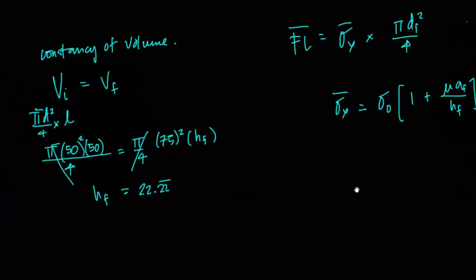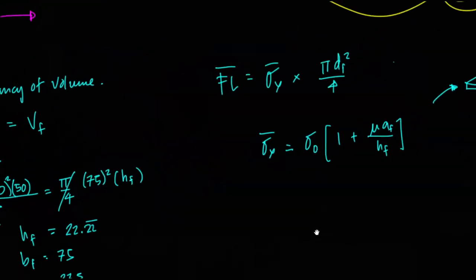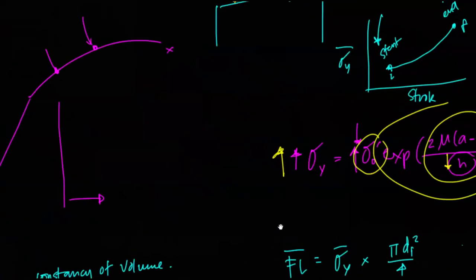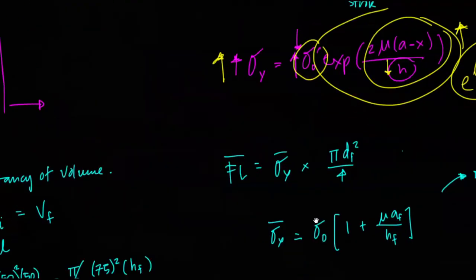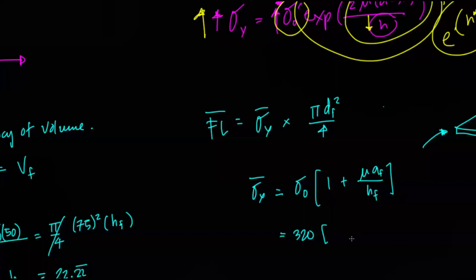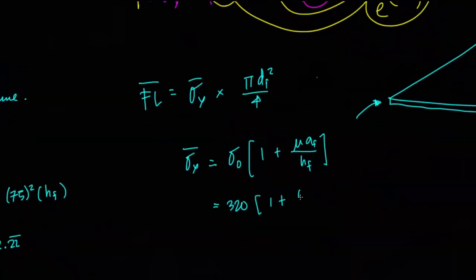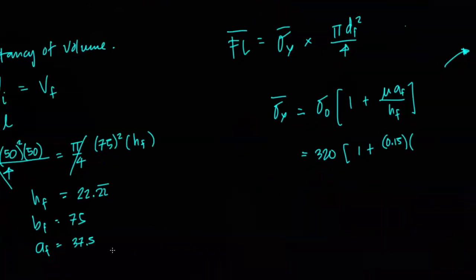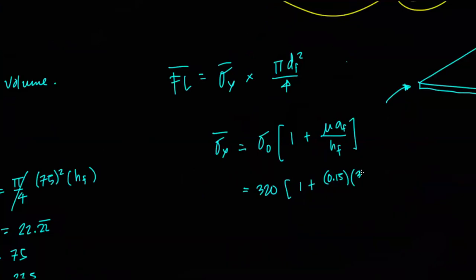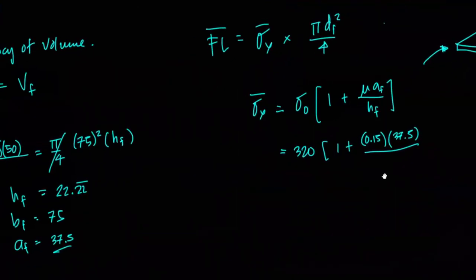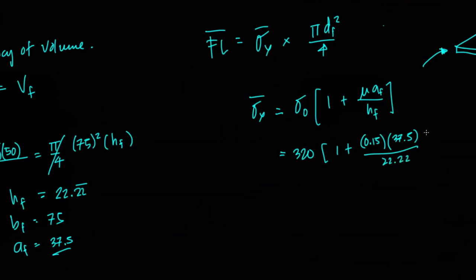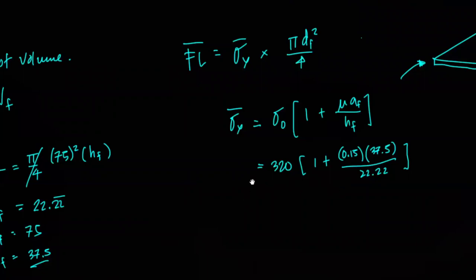Tapos yung A final natin, we have B final is equal to 75. Therefore, A final is equal to 75 over 2, which is 37.5. Tama, no? Okay. So, pwede natin isolve to, no? So, we have sigma naught natin. And let's do cold working first. So, that's 320 multiplied by 1 plus mu. Ano yung mu? 0.15. So that's 1 plus 0.15 times A final natin, 37.5. Tapos yung H final natin is 22.22. Okay? So with that, kaya na natin ma-solve yung sigma y bar.